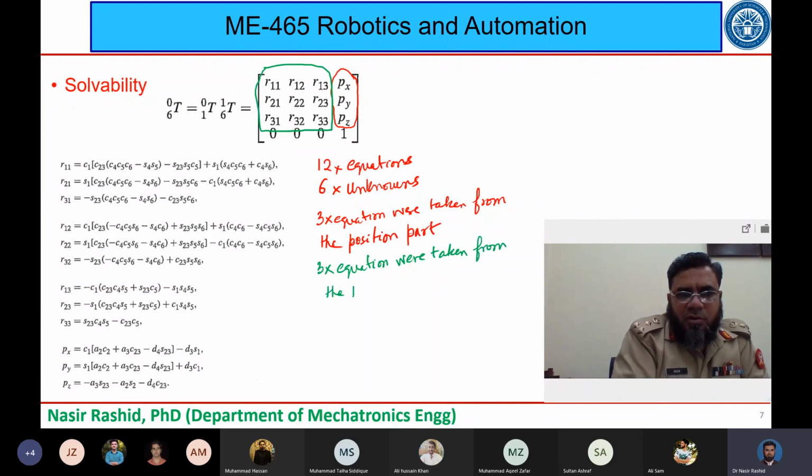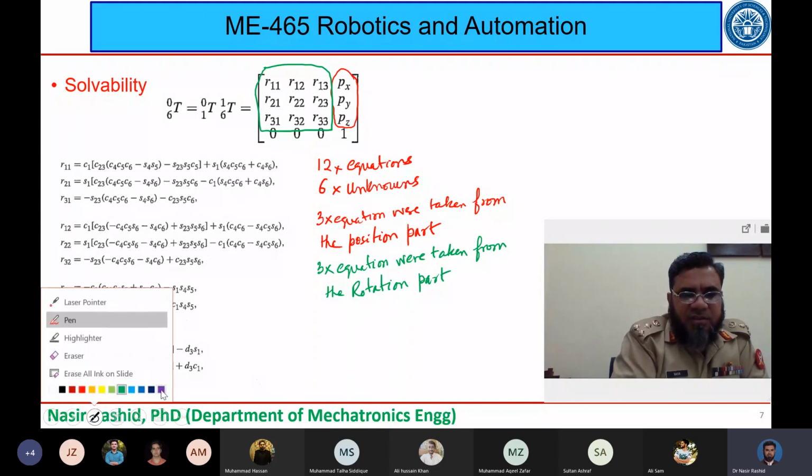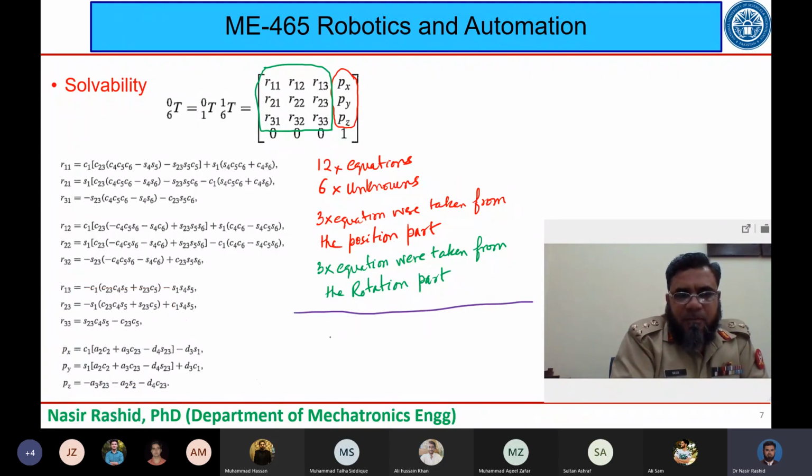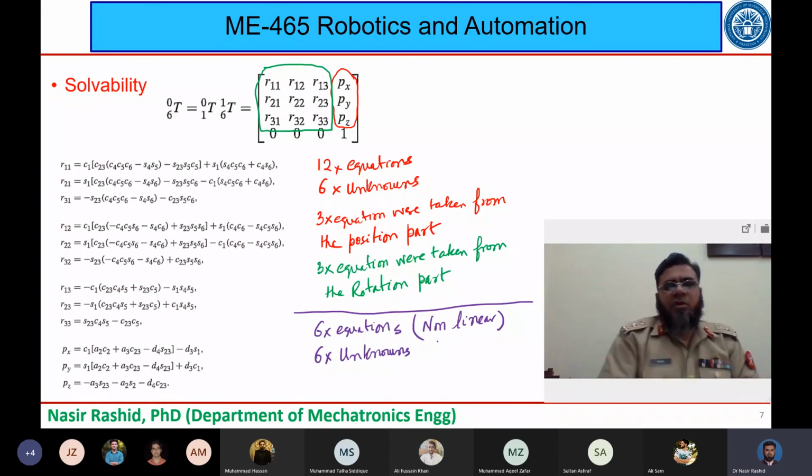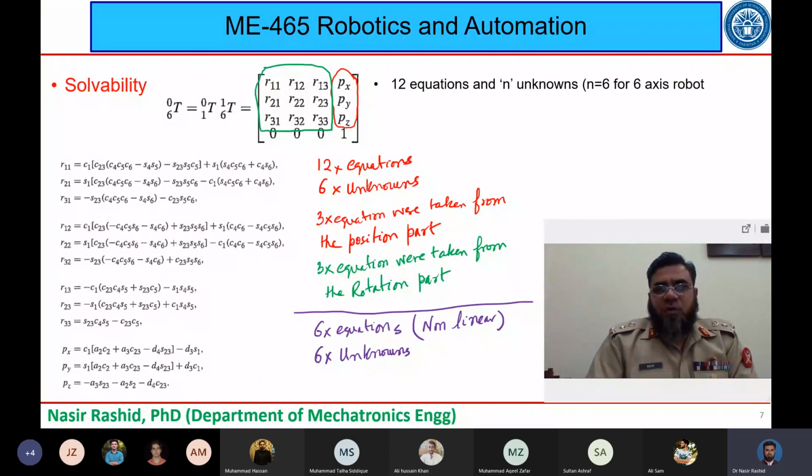From the rotation part. So at the end, what we have here with us, we have 6 equations, non-linear in nature, ये ज़हन में रखिएगा, and 6 unknowns. So this gives us the solvability of the robotic manipulator. Okay, so 12 equations, 6 unknowns.